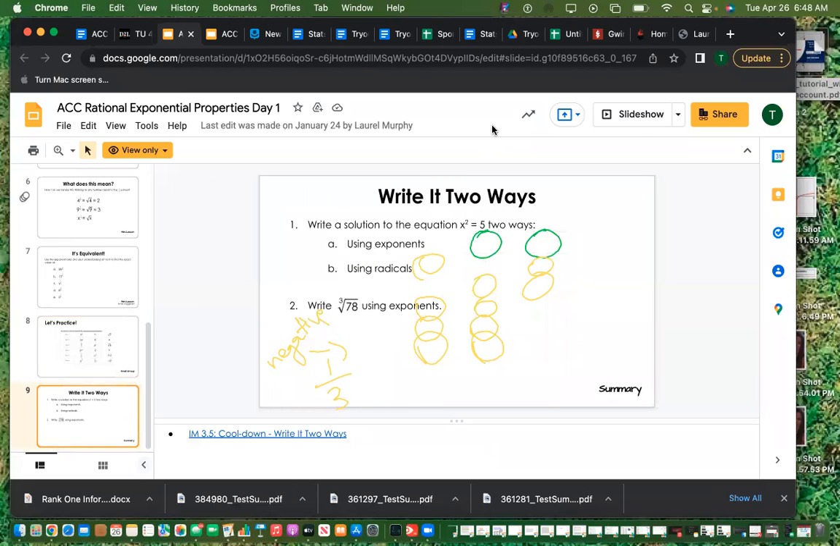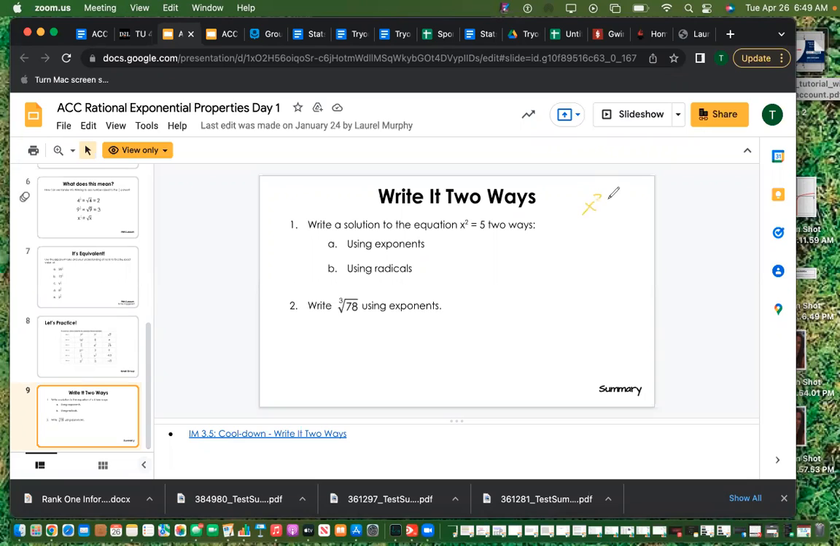All right, write it 2 ways. So write a solution to the equation x squared equals 5 2 ways, using exponents and using radicals. Okay, so I'm going to write it using exponents first. So this would be, if I took the square root of both sides, that would be x equals positive and negative square root of 5. That would be the radical way. I could also say x equals positive and negative 5 raised to the 1/2 power. Okay, so those are the exact same thing.